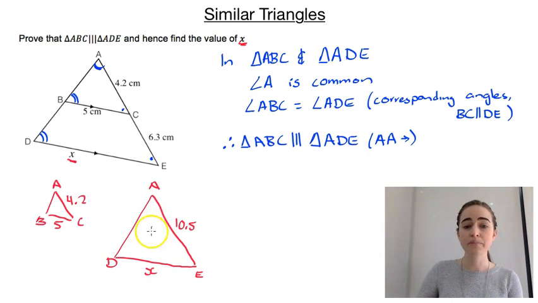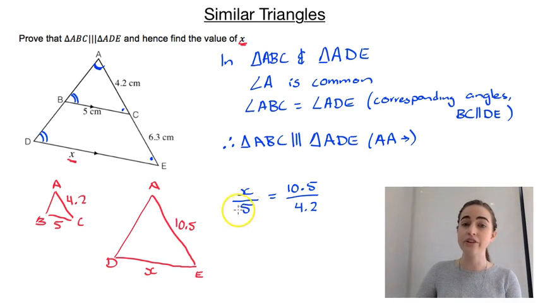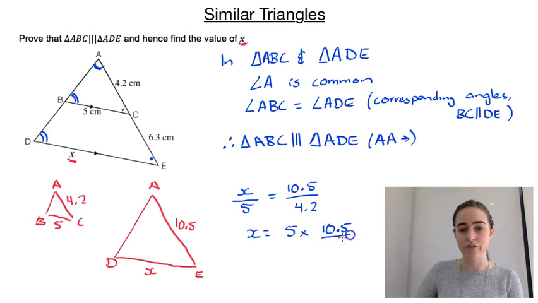So if we then go and match up our corresponding sides, we're going to have X over 5, because that's its corresponding side, is going to be equal to, we need to make sure we do our triangles in the same order. So we had X on the top, so we need to have our 10.5 on the top, over its corresponding side, which is 4.2. So then to find our X, we need to get rid of that 5, so we're going to multiply both sides by 5. So we're going to have X equals 5 times 10.5 over 4.2, which will give us 12.5 centimetres. So that's a look at similar triangle proofs.